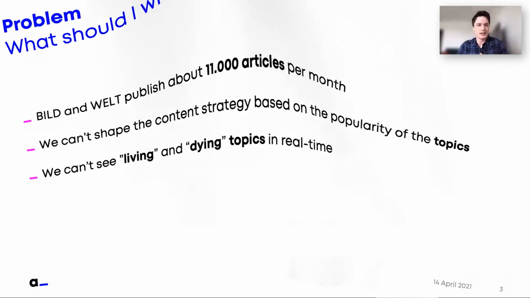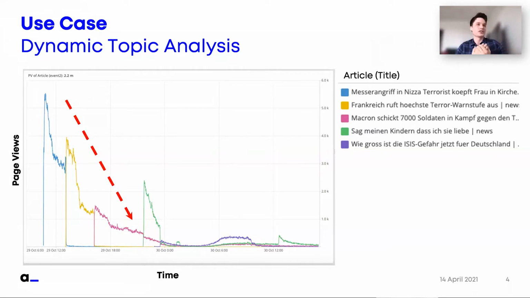And here, let's reveal our first use case, which is a dynamic topic analysis. What we have here on this diagram is a beautiful example of a topic lifecycle. This diagram is showing the performance of 5 articles in terms of page views. These 5 articles are about the same event, which happened to be a knife attack in Nice in October 2020. As you can see, the very first article published covering that story was actually pretty successful. However, the 3rd, 4th, and 5th did not come even close.